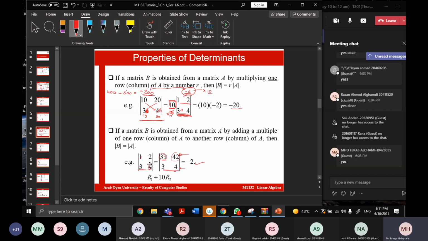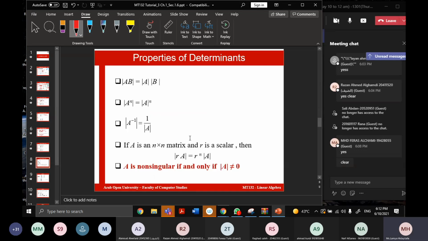Not this only, even if it is in the column. Not like in the case of solving a system of linear equations, it's not just rows. Here, when I'm talking about determinant, I'm considering rows or columns. Even if this with this, for example, I multiply this, let's say, times 10 and then add to it this. So this is going to be 2 plus 10, so 12. And then 3, I multiply times 10, so 30, plus 4, then this is going to be 34. Now calculate this one. It's going to be minus 2 as well. So if a matrix B is obtained from a matrix A by adding a multiple of one row or column of A to another row or column of A, then they will have the same determinant. Clear? So the operations apply in rows and in columns.